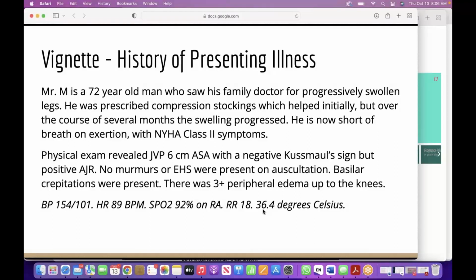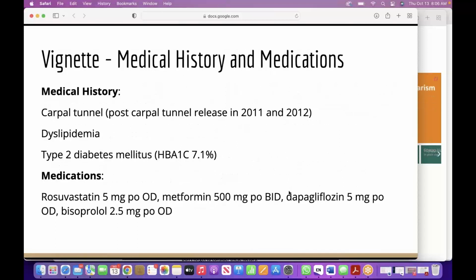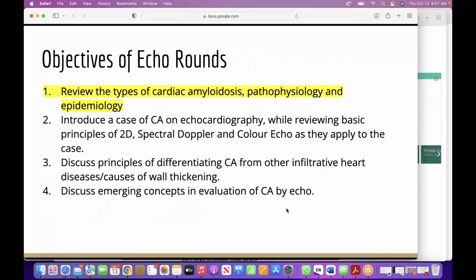He was hypertensive, 154/101, satting low normal on room air, but otherwise stable and warm to the touch. His medical history was significant for carpal tunnel. He had left and right carpal tunnel release procedures quite a few years back in 2011 and 2012. He had some dyslipidemia and type 2 diabetes that was fairly well controlled. Medication-wise, he was on rosuvastatin 5, metformin 500 BID, dapagliflozin, and bisoprolol.